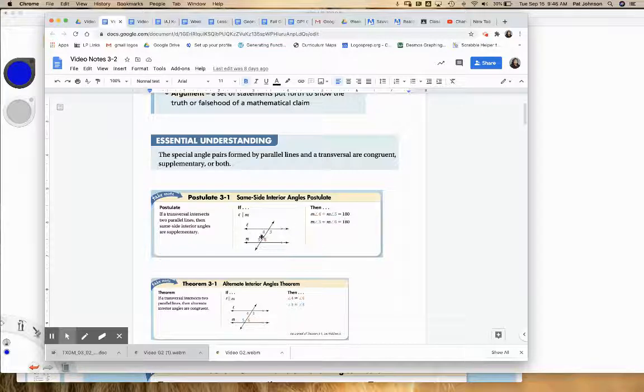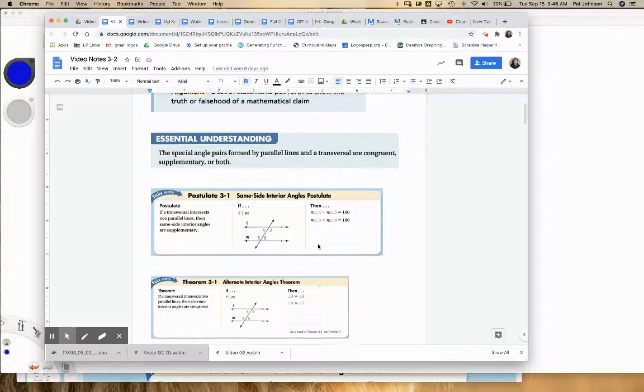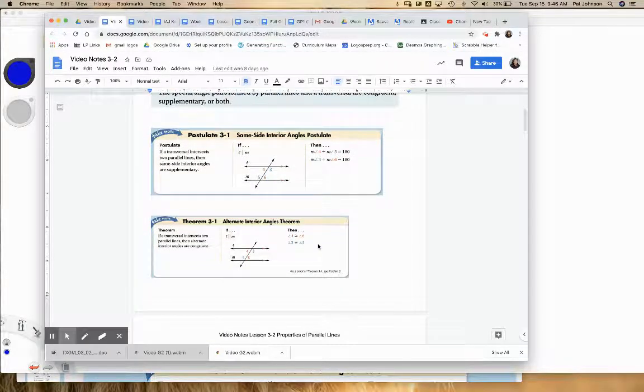This one, same side, says if a transversal cuts two parallel lines, then same side interior angles are supplementary. We already talked about what same side means. So 4 and 5 are same side interior, and 3 and 6. So you can say the measure of angle 4 plus the measure of angle 5 equals 180. The next postulates are all things we already learned, but they're postulates because the transversal cuts parallel lines. Note that if the lines aren't parallel, these postulates do not exist.